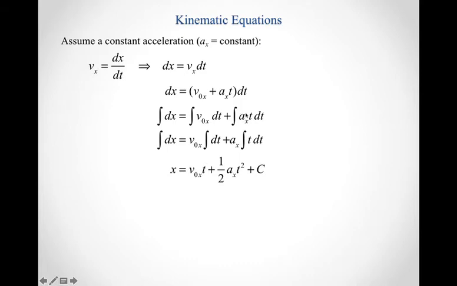And then here, again, I've assumed that the x component of my acceleration was constant. That can get pulled out of the integral, and I'm left with the integral of t dt. And I know that that is 1/2 t squared. So here I've got my equation after I do the integration. Now I just need to figure out what my constant of integration is.